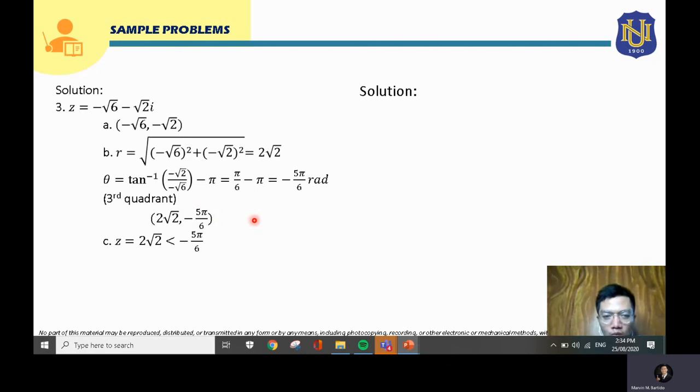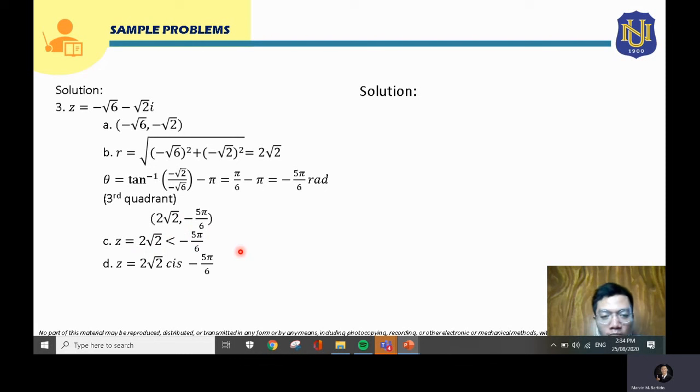Now let's proceed to the third question, which is the polar form of this complex number. Again, what we need here is r and theta. Substituting that to r angle theta, this will be the polar form. z is equal to 2 square root of 2 angle of negative 5 pi over 6. So that will be the polar form.